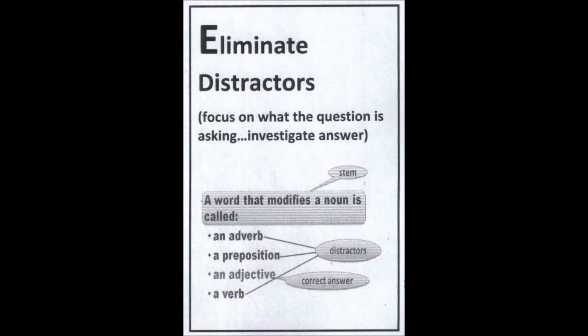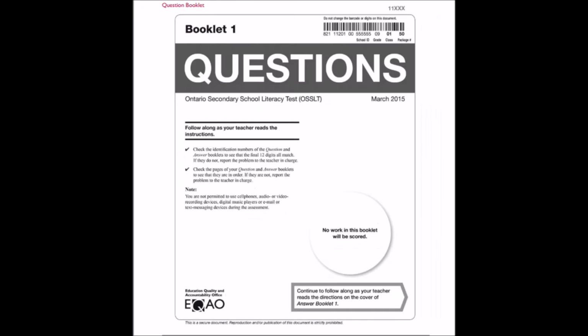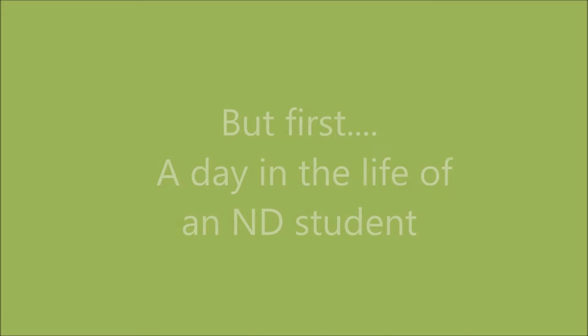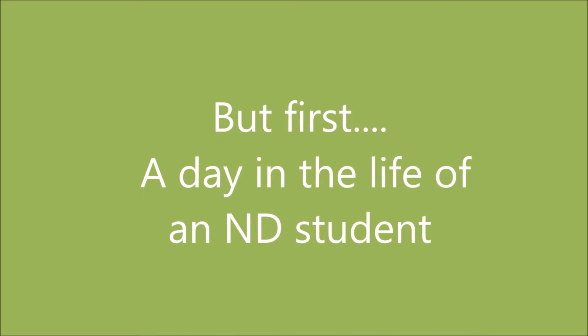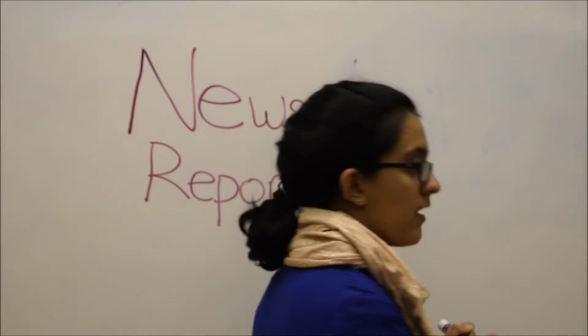For the literacy test, you will receive a total of 4 books. 2 are question booklets, and 2 are where you write your answers. In one of the longer writing sections, you are required to write a news report. There is a clear right way and a wrong way to do the news report. So that means you have to listen up, grade 10s. Here's the news report. So today we're going to be focusing on the news report.